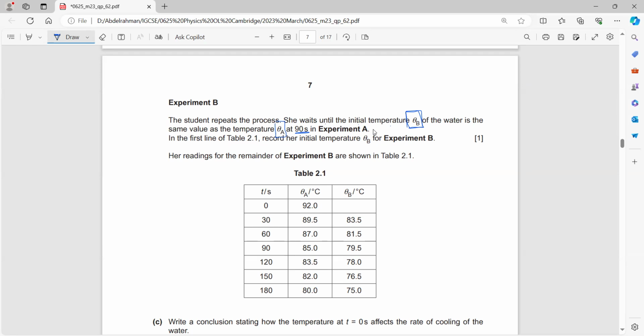Can I write down the initial temperature of theta B? What would the initial temperature of theta B be in this question? 85. Yes, that is correct. Why is it 85? The initial temperature of theta B is the same value as the temperature theta A at 90 seconds. At 90 seconds, the value of theta A was 85. So it should be the same initial temperature of theta B. That's it.